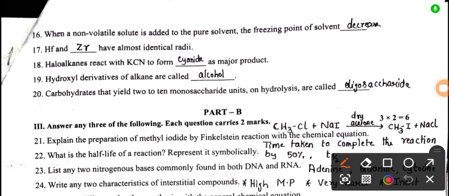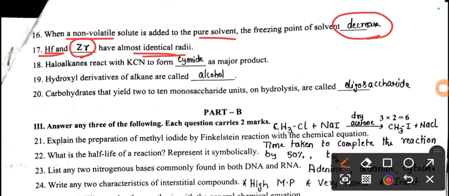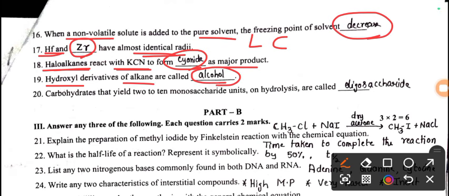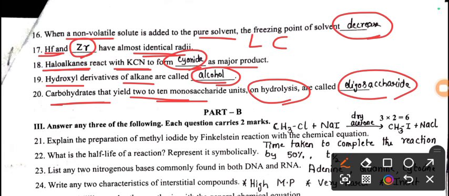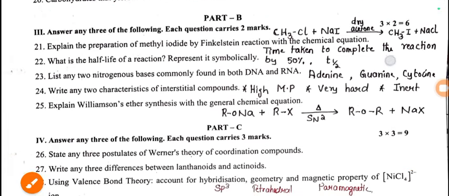Let us see the fill in the blanks. When a non-volatile solute is added to a pure solvent, the freezing point of the solvent is going to decrease. Hafnium and zirconium have almost identical radii because of lanthanide contraction. Haloalkanes react with KCN to form cyanide as the major product. Hydroxyl derivatives of alkanes are called alcohols. Carbohydrates that yield 2 to 10 monosaccharide units on hydrolysis are called oligosaccharides. Now come to part B.